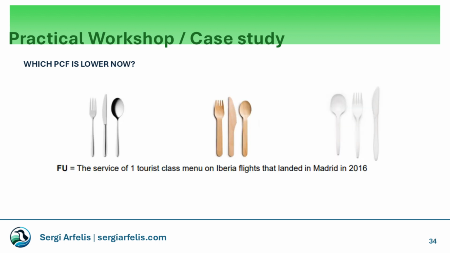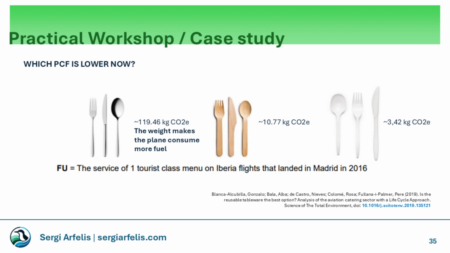But now, let's change the context. What happens if we move this decision onto an airplane? I will give you a few seconds to think about it. We have the same materials. But here the rules of the game change completely. On a plane, every gram counts, because extra weight means extra fuel consumption, and that means more emissions. Suddenly, the carbon footprint of the cutlery isn't just about its production or disposal, but also about how much it weighs.